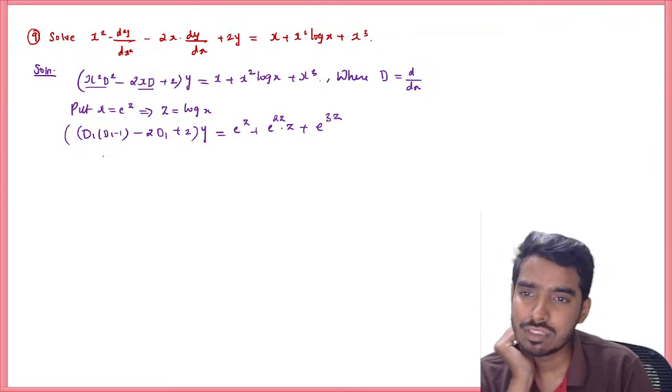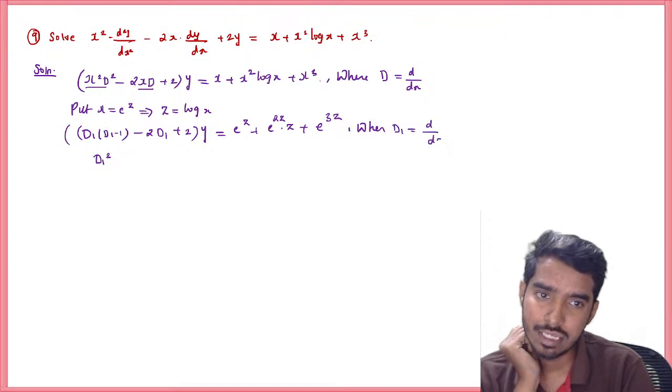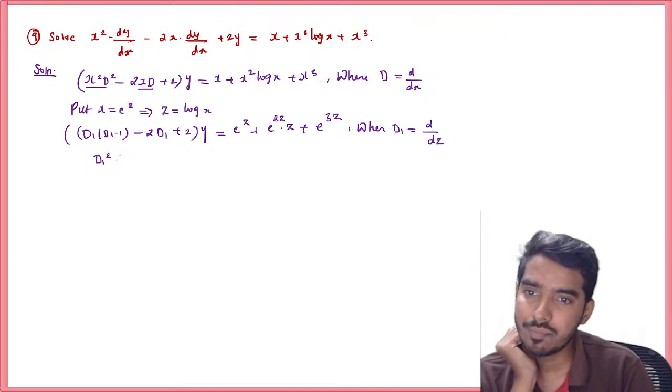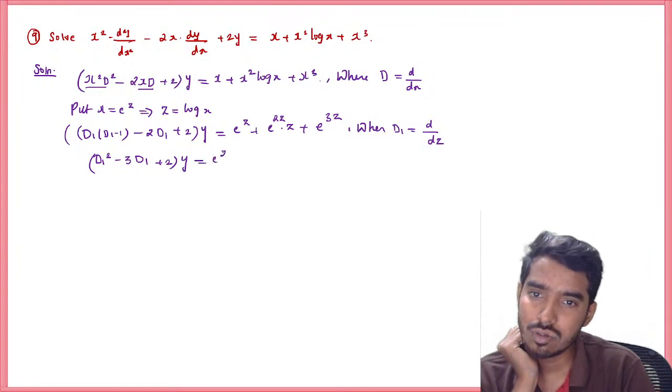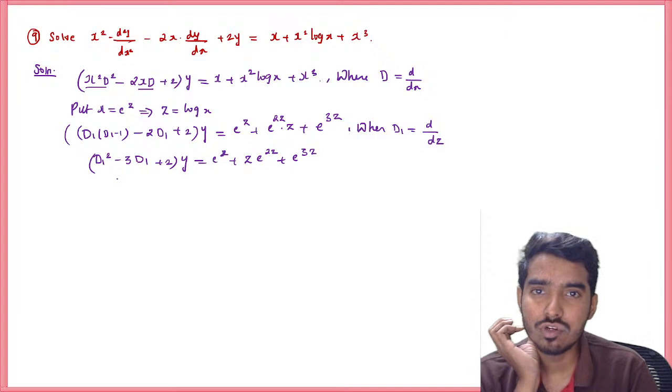If you simplify here, we will have D1^2 minus D1 minus 2D1, where D1 is d by dz. So this will be D1^2 minus 3D1 plus 2, applied to y, is equal to e^z plus z e^(2z) plus e^(3z). Then we will find the general solution.